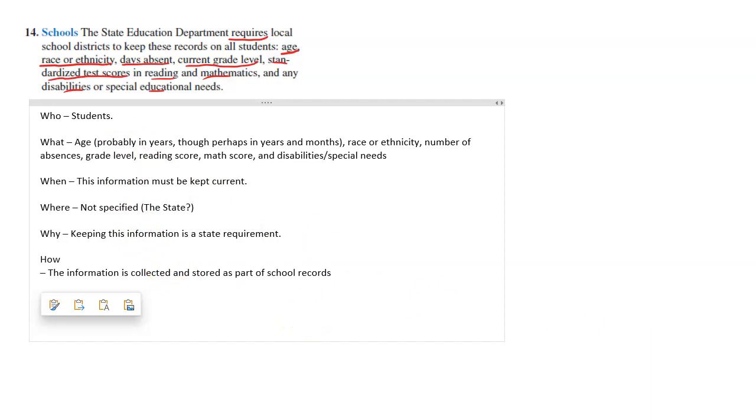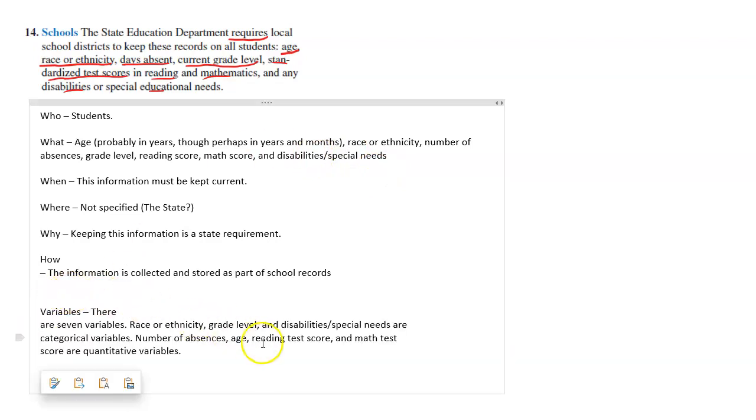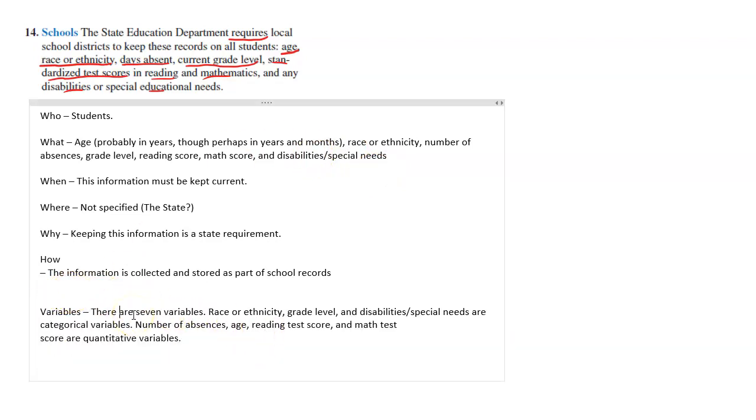And what are the variables? Well, the variables are the what. So we already kind of know all of these are the variables. It's kind of redundant to say them again. There are 7 variables. Race and ethnicity, grade level, the disability special needs. All of those are categorical because those aren't numbers, right?